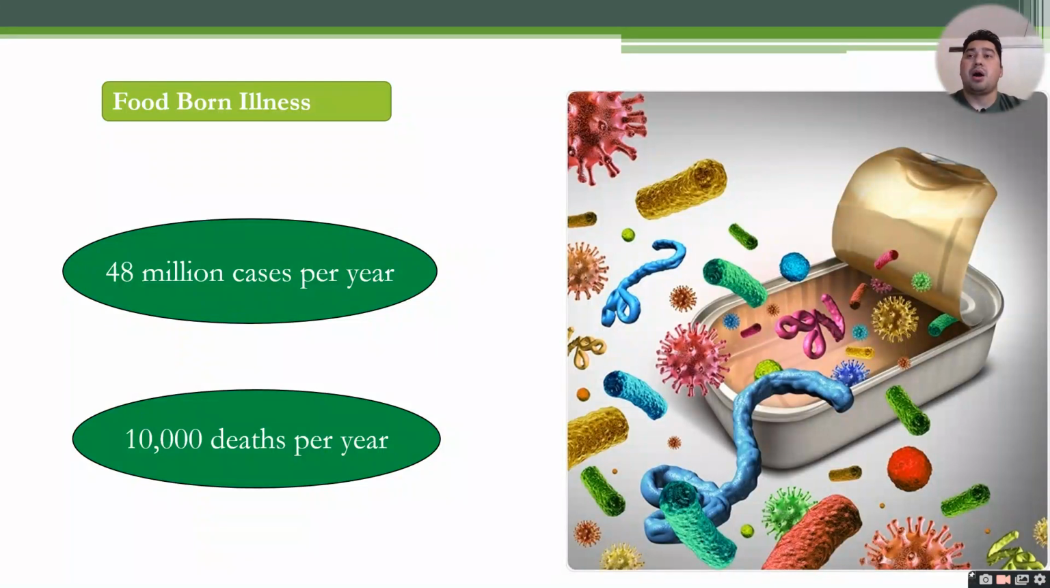Foodborne illness. Around 48 million cases per year we are getting around the world, and 10,000 deaths per year because of foodborne illness, which we are calling food poisoning.